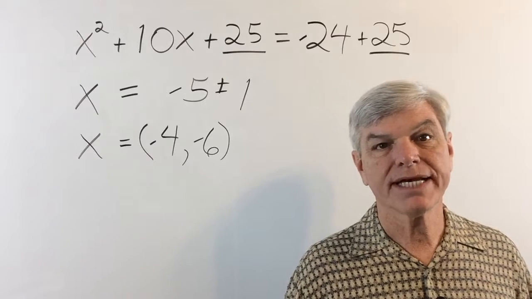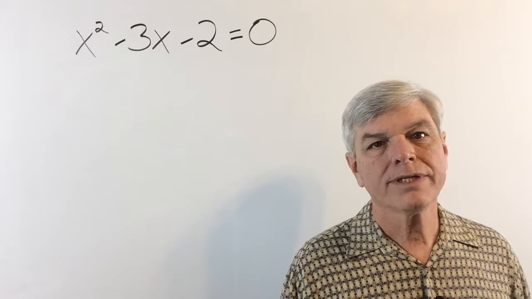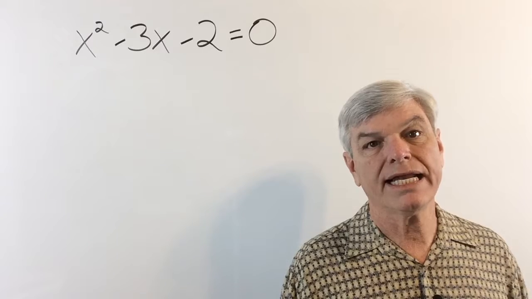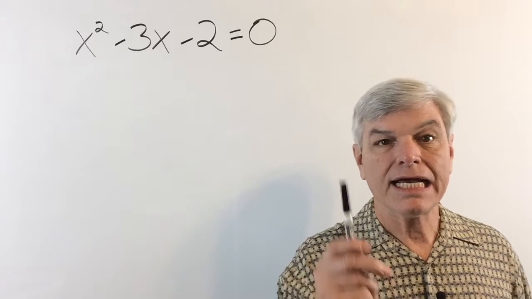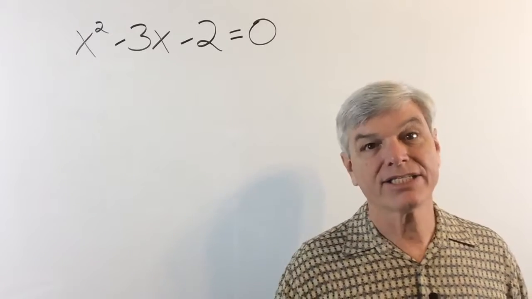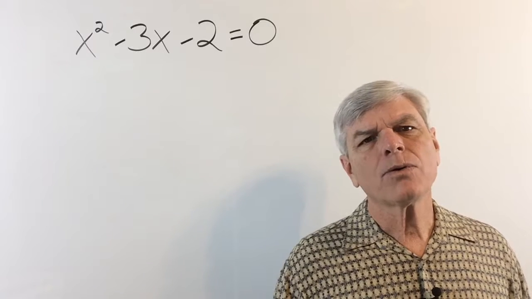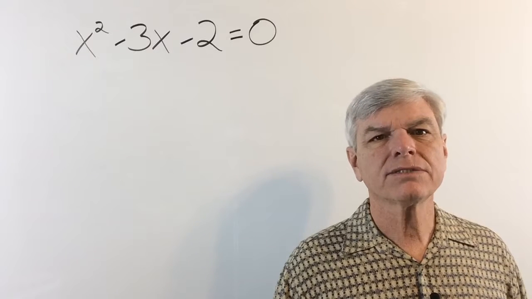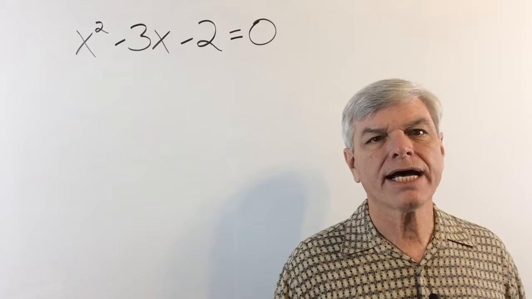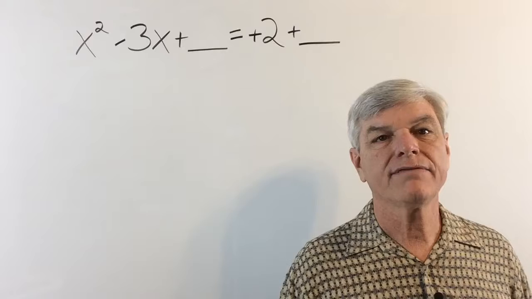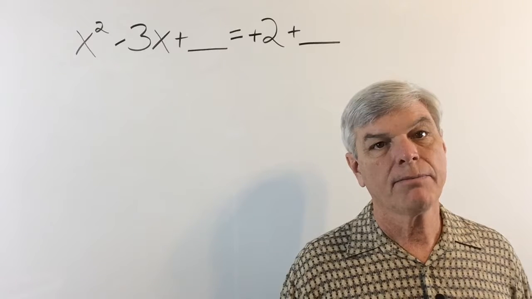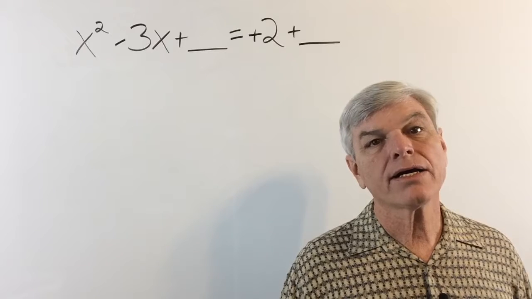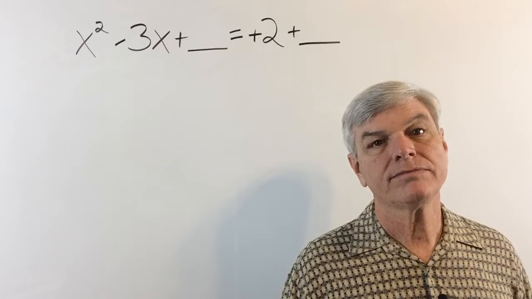Now let's try something else. Well, this seems pretty simple, except that in this problem we're going to get into fractions. And I know how much you hate fractions. So let's just do this the way that we've done it before. Let's bring that -2 to the other side. And of course, -2 is going to be +2. So let's bring the x squared and the -3 down.